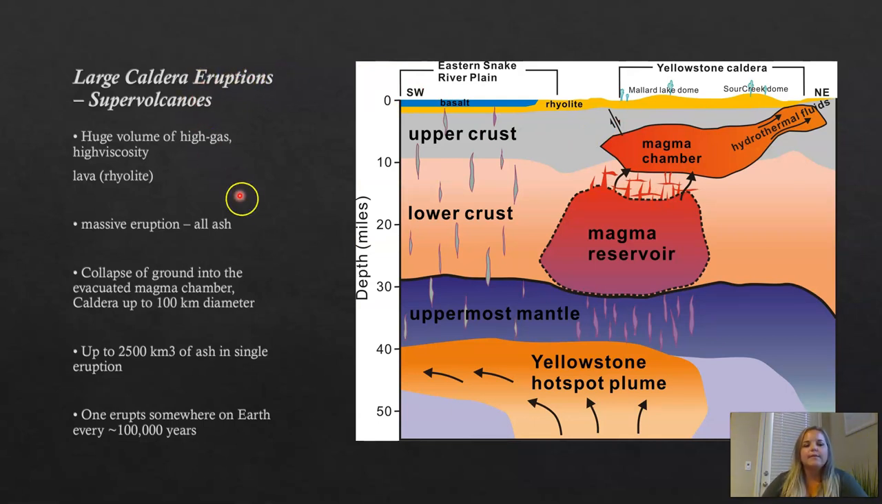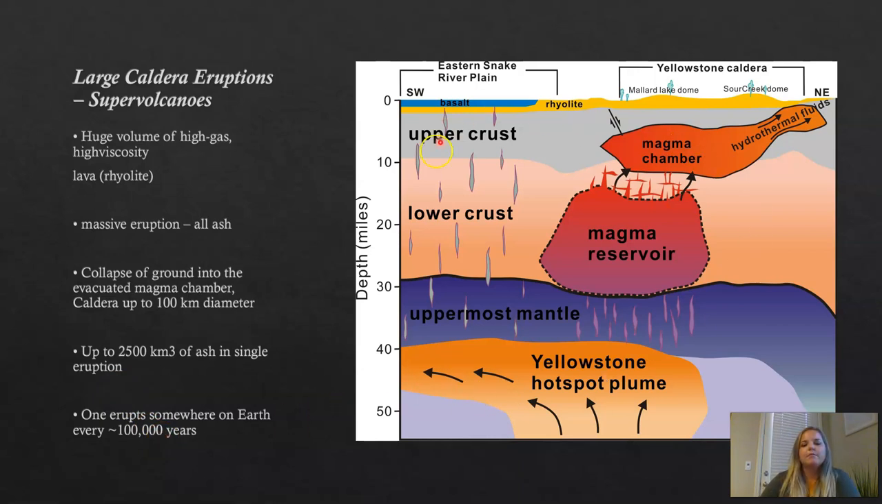Okay, so talking about some of the things that come out of them. So most of this is going to be ash. Most of the big eruptions are mostly ash material, and it's all rhyolite for the most part. It will collapse into the ground once the magma chamber is evacuated. And they can erupt up to 2,500 cubic kilometers of ash in one eruption, depending on the volcano. And about every 100,000 years, we see one eruption on Earth somewhere.